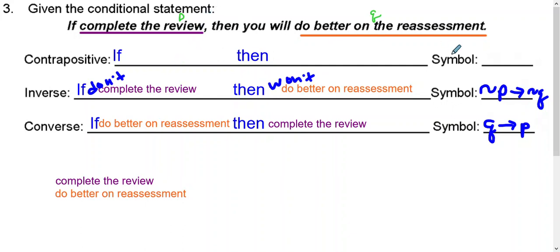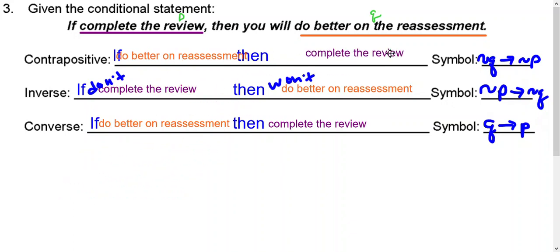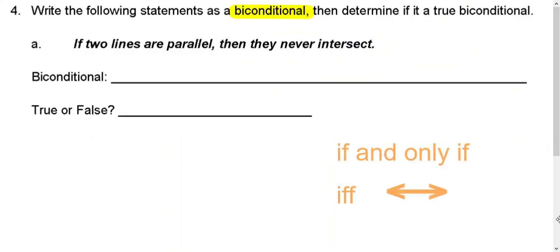And lastly, we're going to look at the contrapositive. This is the one where we do both. So this is not Q, therefore not P. So again, we're starting with Q, so it's going to be something about doing better and then completing. But both of these are negated. So we're going to say if you do not do better on the assessment, then you did not complete the review. Just be careful about which word you're using.